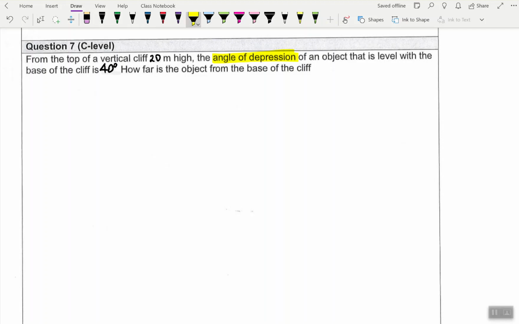Okay, this is a worded question for trigonometry that sometimes gets some students confused. So let's start from the beginning and work through it. From the top of a vertical cliff that's 20 meters high.